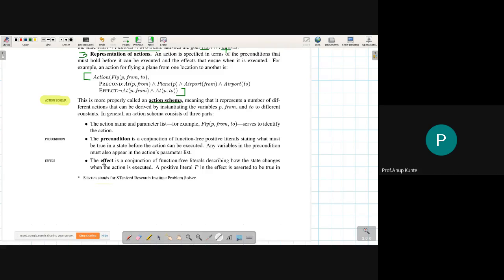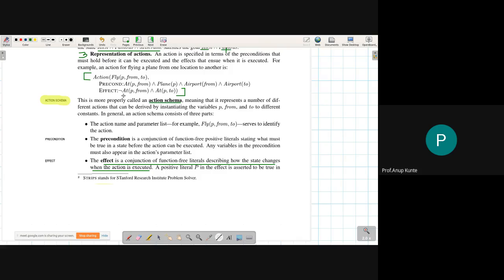Okay, so the effect is a conjunction of function-free literals describing how the state changes when the action is executed. As they are function-free literals, they can be part of the state. As I add certain literals to my state, like not At(P, from), wherein At(P, from) is already there in the state, these two get cancelled out because A and not A cannot both be true. Okay, they both can't coexist. So I have to remove At(P, from) from the state, as not At(P, from) is now true.